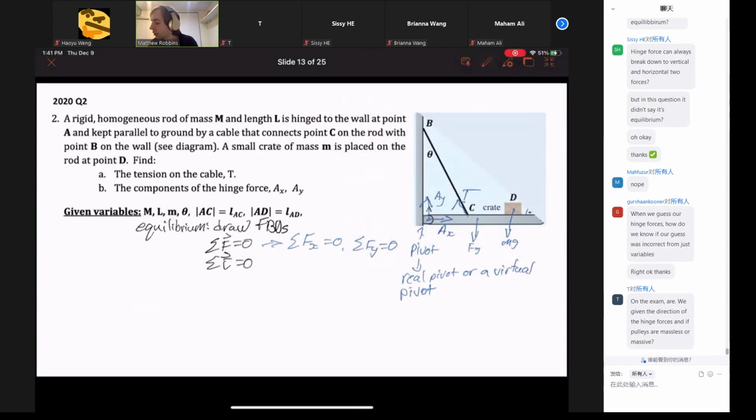Anything else that I can clarify before we go on? On the exam, are we given the direction of the hinge forces or if the pulleys are massive or massless? Yes, for the pulleys, we explicitly say massive or massless. And for the hinge forces, this is where you need to guess them. But regardless of what direction you guess, as long as the math that you carry through is correct, you would get full marks, because the only difference is your overall answer will be off by a minus sign, indicating that the hinge force points down instead of up.